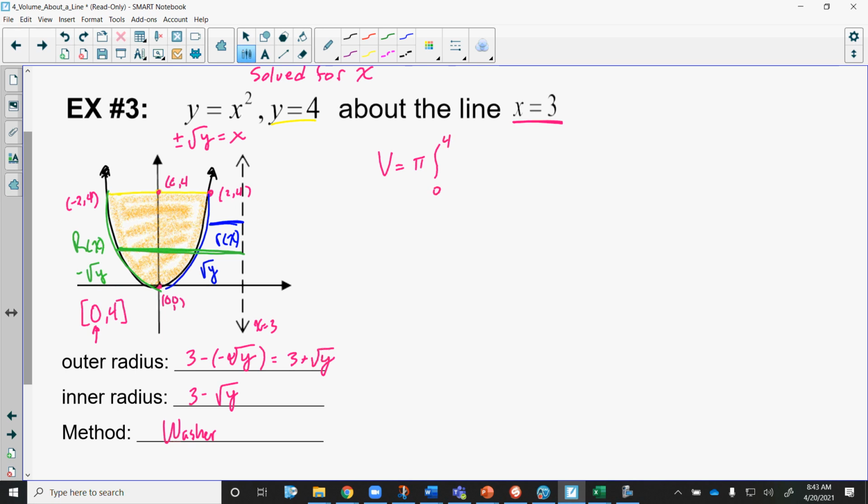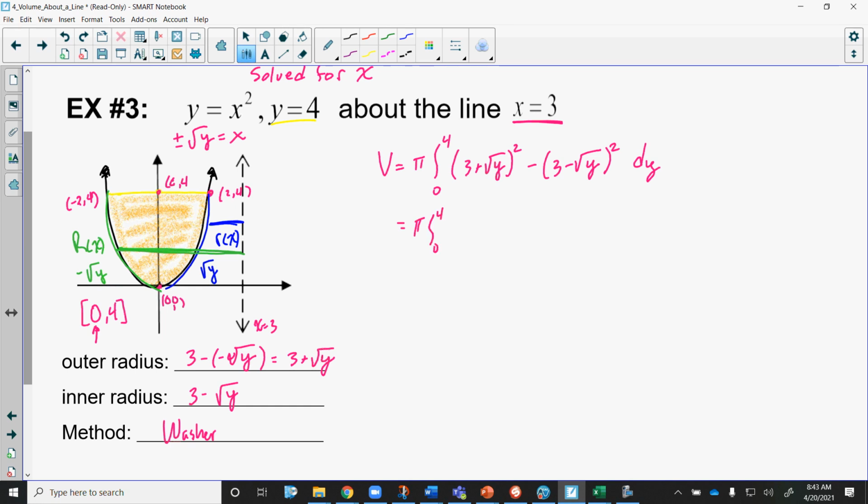The outer radius is going to be 3 plus the square root of y, quantity squared. And then we're going to subtract the inner radius, which would be 3 minus the square root of y, again, quantity squared, dy in this case. Expand the respective binomials.